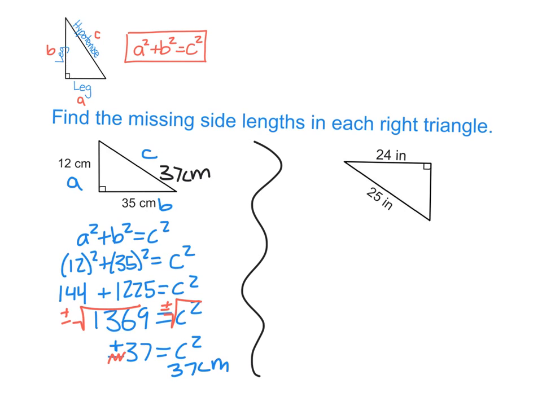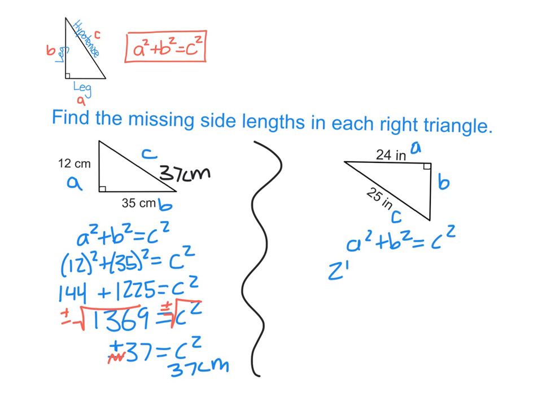Let's look at a second example. In this example, one of my legs is given, so I'll call it A. My second leg is not given, so I'll call that B. And my hypotenuse is given, so I'll call it C. I set up my equation, a squared plus b squared equals c squared, just like always.